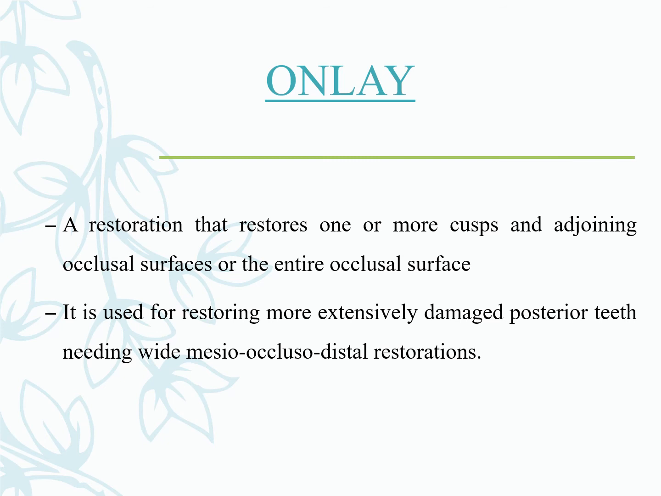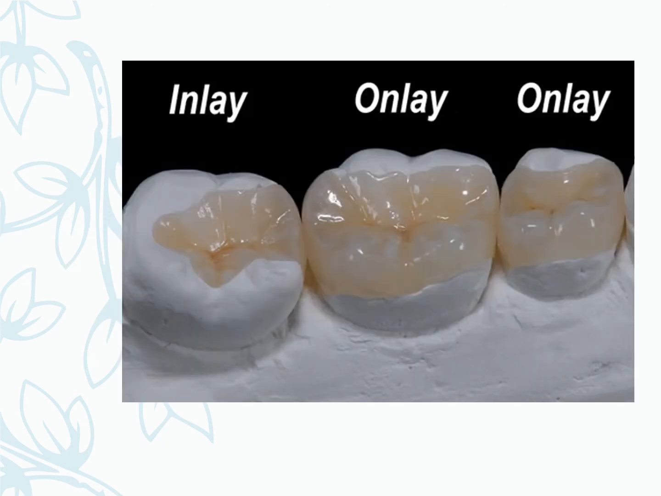So in those cases you prefer to do an onlay, which will involve the cusp as well. In this picture you will be able to see that an inlay is the one which does not involve any cusp, but it can involve your proximal wall. Whereas in the adjacent tooth, the first mandibular molar, you see that the onlay restoration is covering the cusp as well, right? So that is the difference between your inlay and onlay.